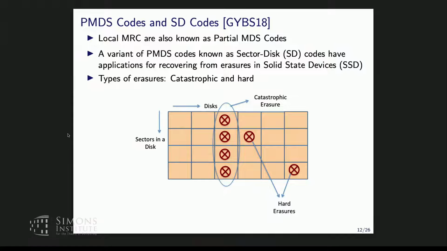By the way, MRCs also go by the name partial MDS codes, and it is mainly from the solid state drive community. They also have a variant of MRC where you say that I have disks and I have sectors. In this subclass of codes, which are called sector disk codes, you're only puncturing in one particular coordinate. There is an alignment in some sense.